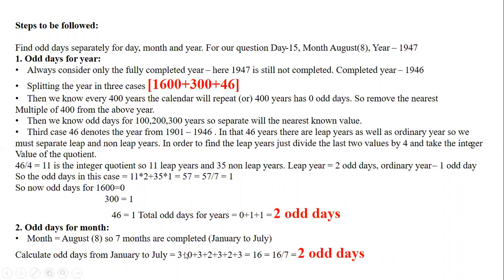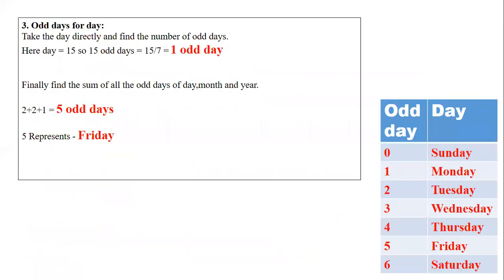Jan has 3 odd days. Here February 1947. 1947 is a non-leap year, so February 0. So 3 plus 0 plus 3 plus 2 plus 3 plus 2 plus 3 will get 16. So 16 means again 2 odd days. Next, we want to calculate the odd days for day.